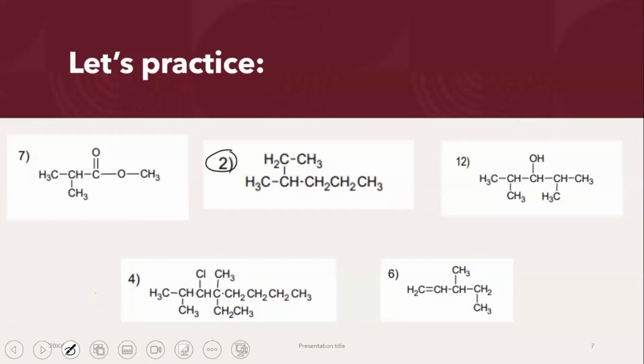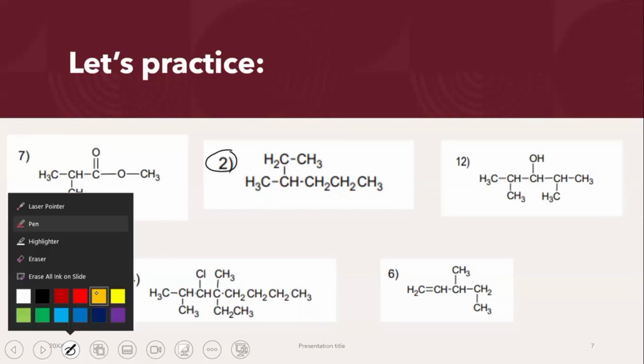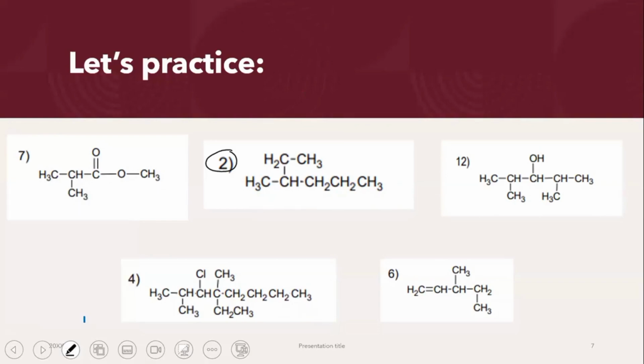First thing first, again, I want you guys to identify, what's the first rule? Longest continuous carbon atom chain. That's rule number 1. Identify the longest continuous carbon atom chain. So, if you guys think the answer is different, let me know. But this is the longest continuous carbon atom chain.